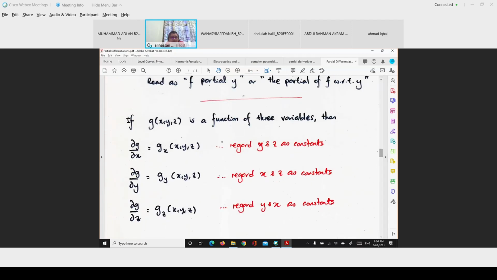If g(x, y, z) is a function of three variables, then here we can calculate three first partial derivatives. g partial x means we should regard the variables y and z as constants. g partial y means we differentiate only with respect to y, holding x and z as constants. g partial z means we differentiate with respect to z only, holding the variables y and x as constants. So let's look at some examples of that.